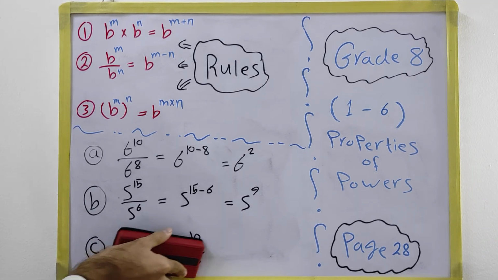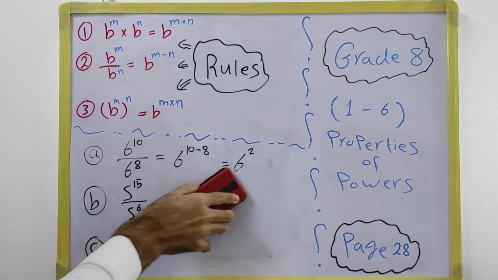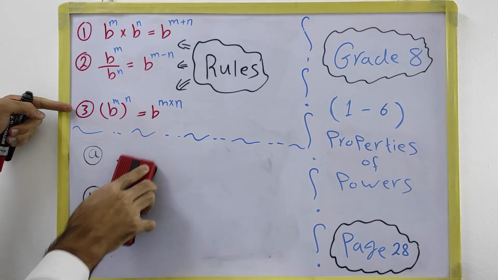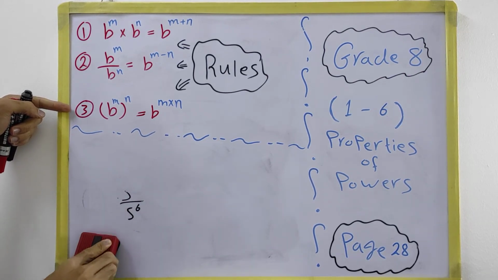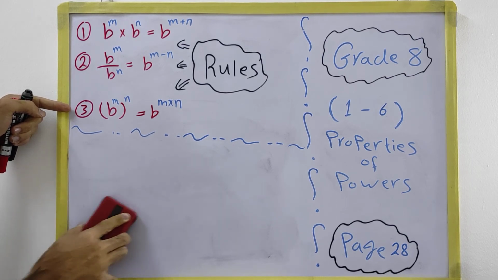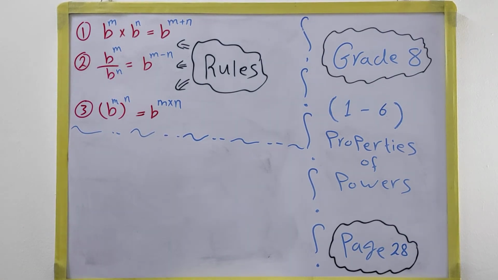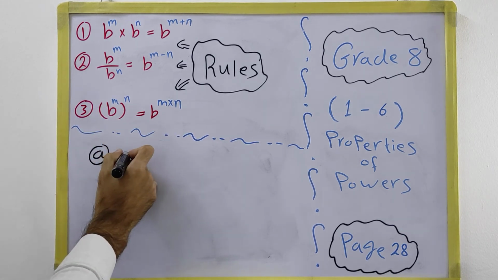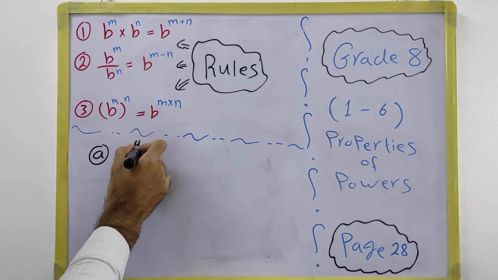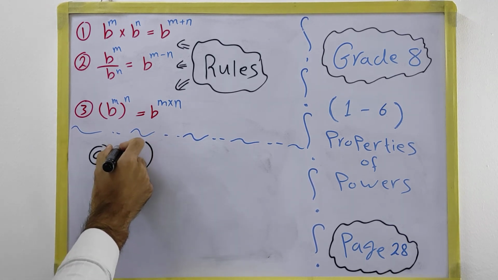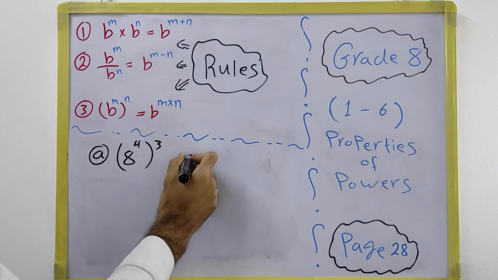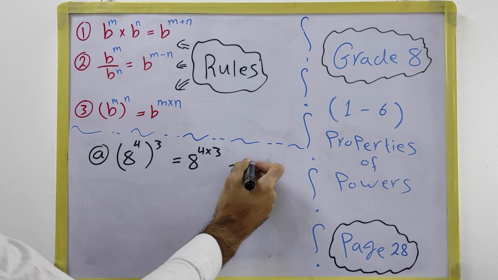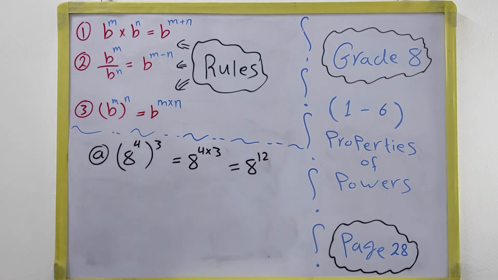Then about the third rule, when we have power over power, we have two powers for a base. We will multiply these powers by each other, then we will get the result. For example, 8 to the power of 4 to the power of 3. It would be 8 to the power of 4 multiply 3, which would be 8 to the power of 12.